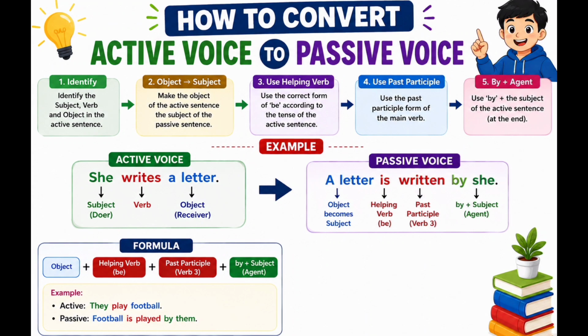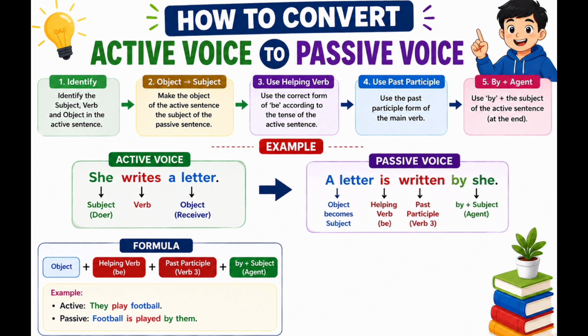Hello everyone, in today's video we will see how to convert the active voice into passive voice. So first of all, in the active voice sentence we have to identify the subject, verb and object in the active sentence. Then we have to convert the object into the subject, make the object of the active sentence the subject of the passive sentence. Then we have to use the helping verbs. Use the correct form of the be according to the sentence of the active tense sentence.